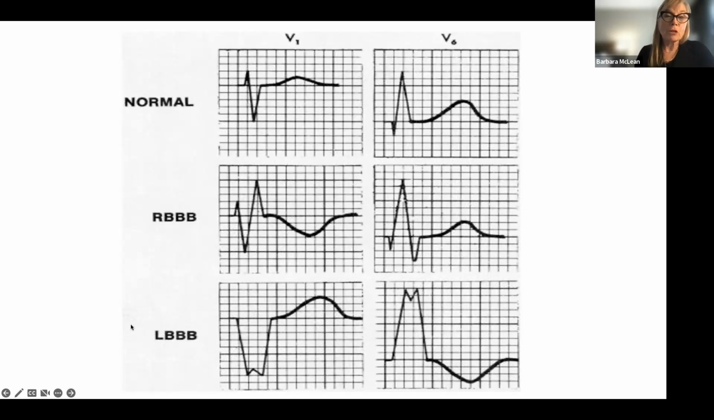In left bundle branch block, the current goes away from the right side, so it's all downwards. Well, it's almost primarily all downwards anyway. But now look at how much more time it's taking. So the current is away from the right side towards the left, but taking a lot of time. And the current is coming towards the left side, so in V6, it's upright, but again, taking a lot of time. Now, there are other things to look at that are beyond the capacity of this program.